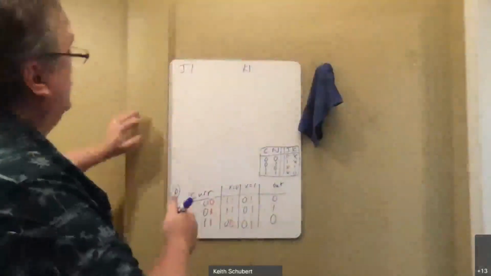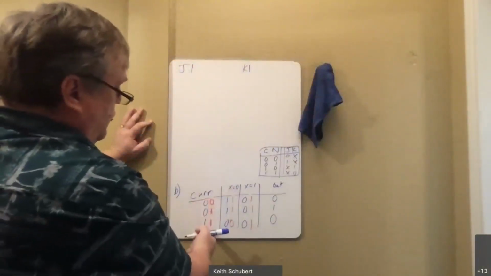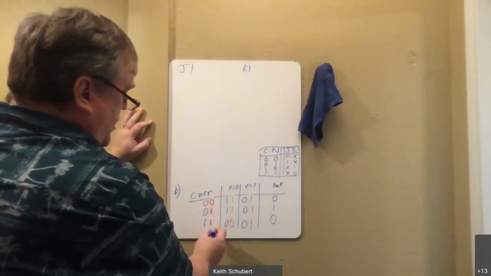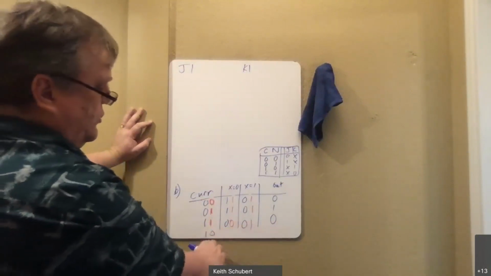Awesome. All right. Now I've got 3 down, which really means there's a 4th one, which is 1, 0. Right? But it isn't written because it's just all X's.